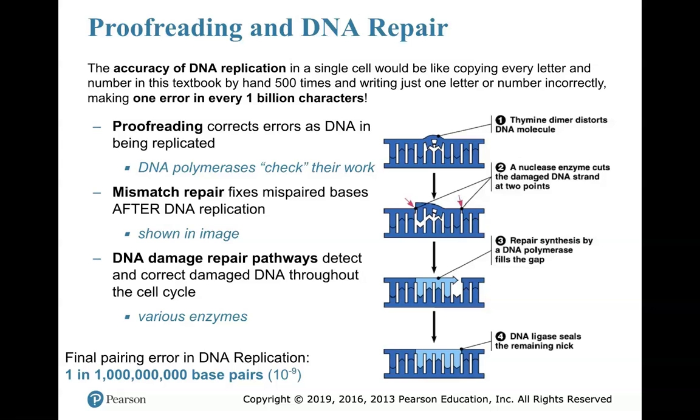So the final pairing error in DNA replication is then 1 in a billion characters. So that's very good, a very efficient process. I do want to point out, though, that we do have an error forming, 1 in a billion, but that's still an error that can happen. This is going to be paving the way for something that I'm going to teach you in future lectures called mutations. And that's going to be very important when we hit up adaptation and evolution.